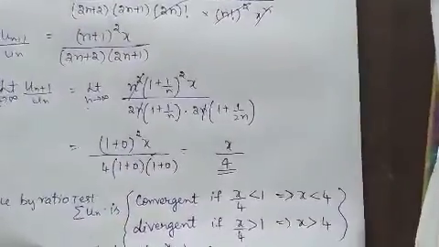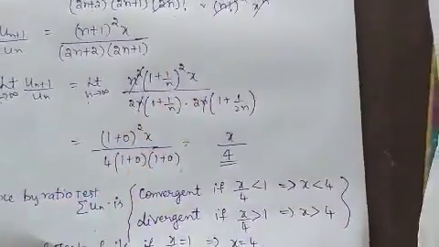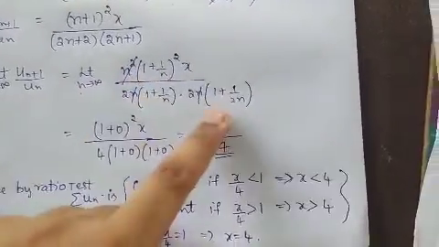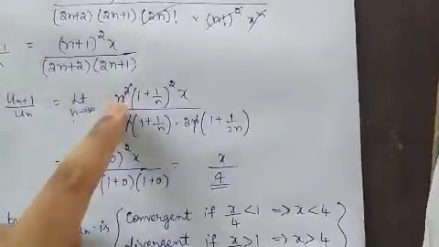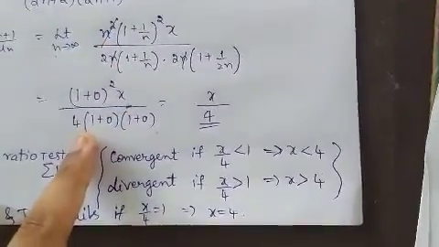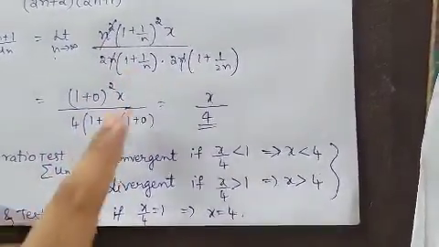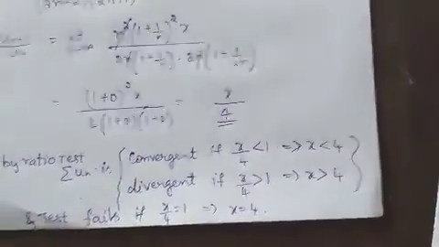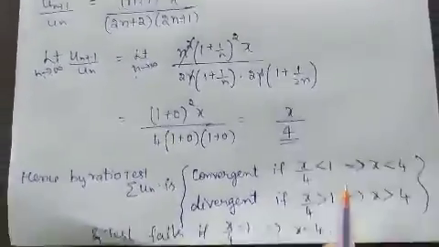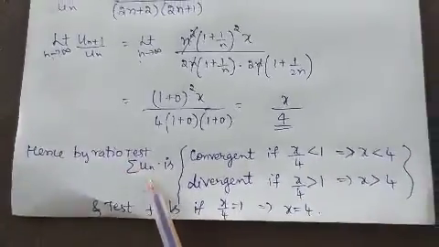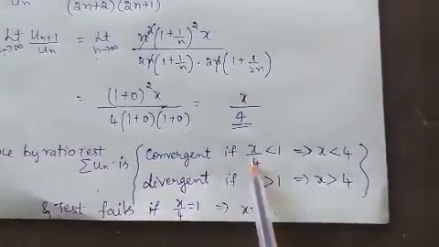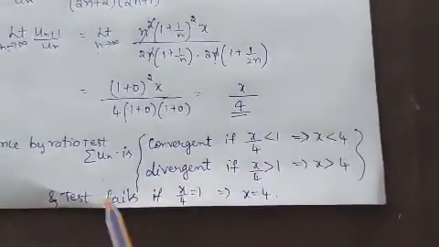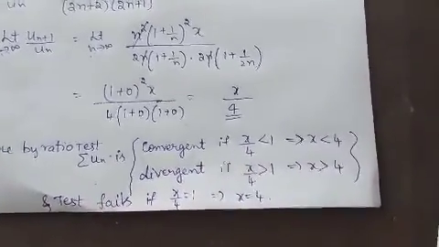Again when you substitute limit n tends to infinity, 1 by infinity is 0, which is nothing but (1 plus 0) whole square times x. Again n square and n square will cancel, and the two 2s are 4, and again it is 1 plus 1 by infinity, which is nothing but 0. So what is remaining? Remaining is x by 4. Hence by ratio test, the series is convergent if x by 4 is less than 1, the series is divergent if x by 4 is greater than 1, and the test fails if x by 4 equals 1.